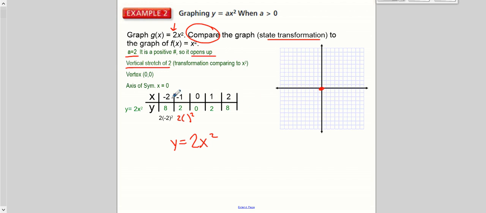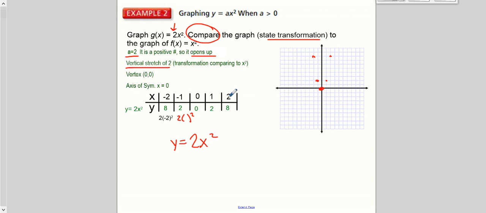Now graph your points. -2, 8. -1, 2. 0, 0. +1, 2. Notice it's going to be a parabola and it is symmetrical. These are the same distance away from the axis of symmetry. This point was 1 unit away from that middle line, that axis of symmetry. This one's 2 spaces away, 2 units away.